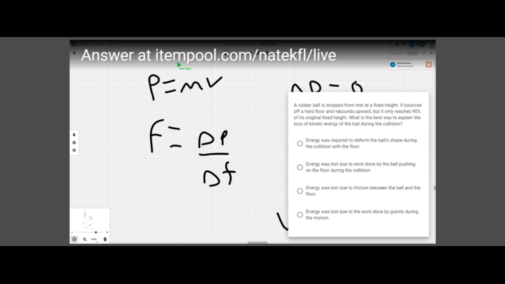So this one, this isn't a direct momentum question, but it is a conceptual qualitative question that is very similar to questions you would see on the AP test. So you just gotta sort of think about what is the most reasonable explanation for a loss of kinetic energy in this situation.